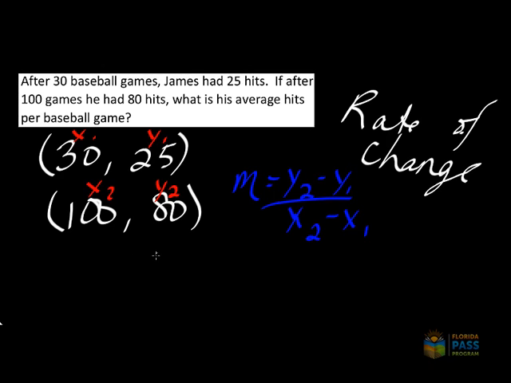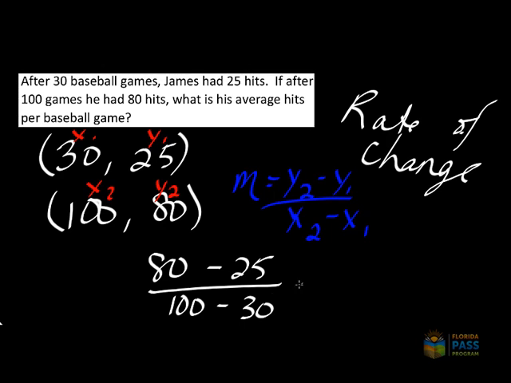So, y2, that's 80 minus 25 divided by 100 minus 30. 80 minus 25 is 55. 100 minus 30 is 70. So in this particular example, the rate of change equals 55 over 70. Let's try that again.